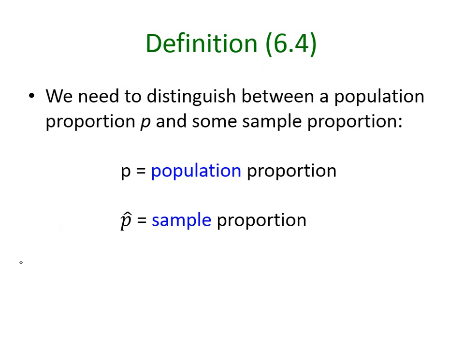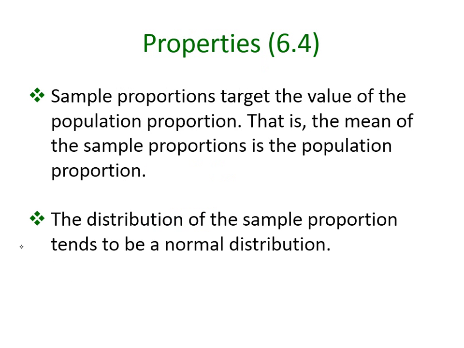I guess I kind of flipped through this one. We do need to distinguish between the population proportion P and some sample proportion, which is your P hat, represents your sample proportion versus P is your population proportion. So paying attention to our notation. Sample proportions target the value of the population proportion. That is, the mean of the sample proportions is the population proportion, which is what we saw.